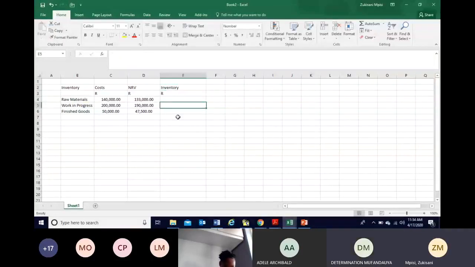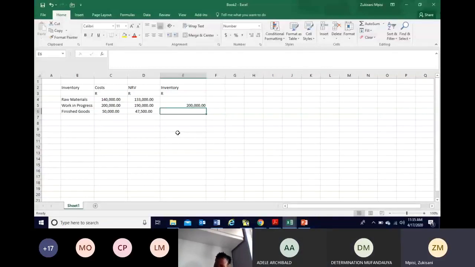One, work in progress is never at net realizable value. So work in progress is always at cost. Remember, it's the conversion cost. It's your direct labor, your raw materials, and other variable production overheads and fixed production overheads. So this is always not reduced to net realizable value, your work in progress. Your raw materials and your finished goods, these are the two now that we have to look at.